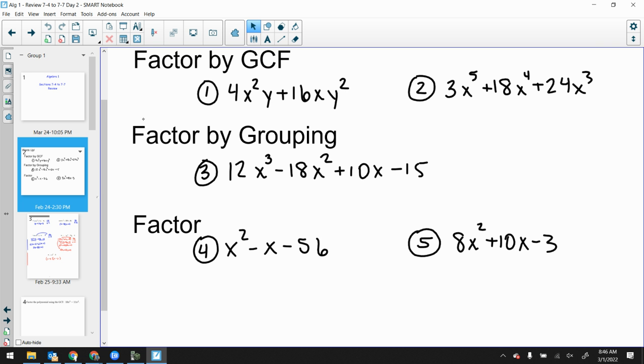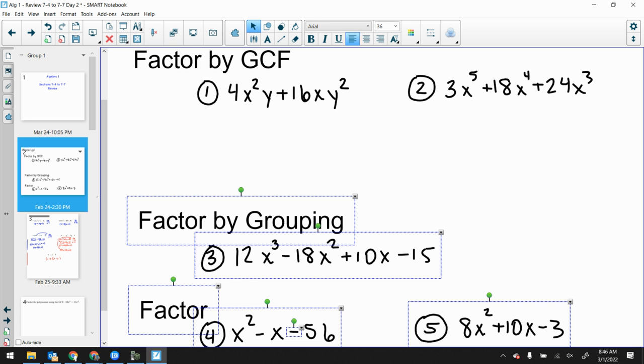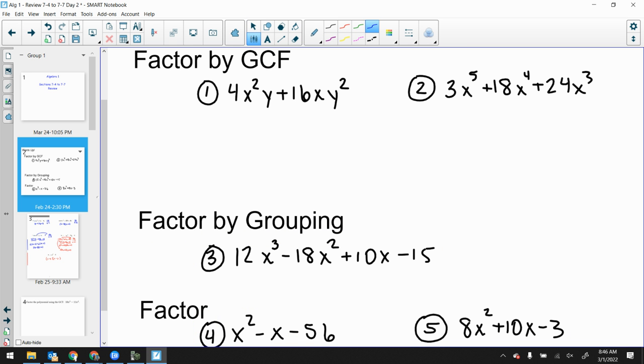Factor by GCF with these first couple. Here we go. What's my GCF of my two terms here? 4xy. Yeah, the full GCF is 4xy. So that's what I want to divide out. How do I know that? Well, I look at the 4 and the 16, and they're both divisible by 4. Yeah, they're divisible by 2, but 4 is the biggest number.